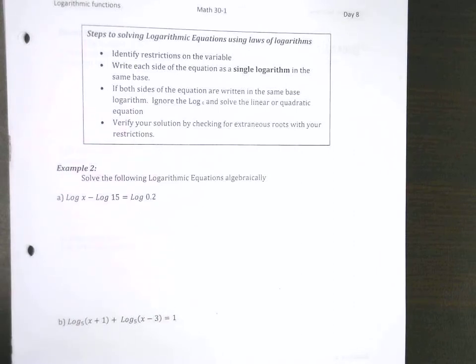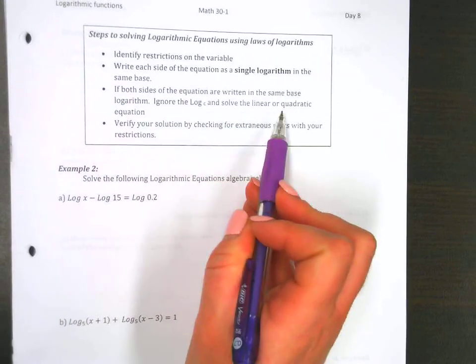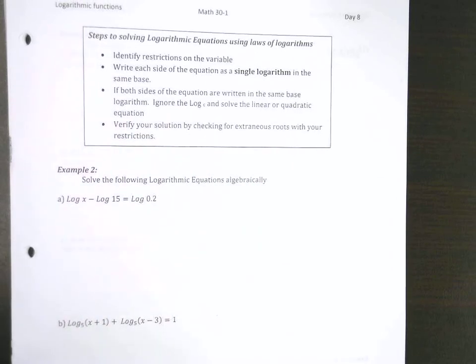And then you have to verify your solution. So you have to actually check your solutions for logarithms for any extraneous roots with your restrictions. So you don't actually have to substitute the number in, but you have to compare them with your restrictions, and if they're outside your restriction zone, then it would become an extraneous root. Okay, so we're going to start off fairly easy and then get a little bit complex as we go on.